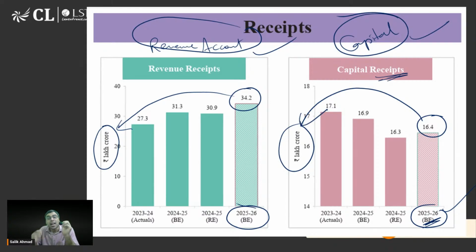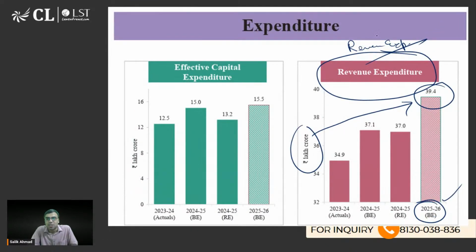ठीक है. अच्छा, पैसा आता कैसे जाता? तो एक्सपेंडिचर तो मैंने बता दिया कि रेवेन्यू अकाउंट में अगर एक्सपेंडिचर होगा तो डे टू डे एक्सपेंडिचर होगा, जैसे सैलरीज, पेंशन एटसेट्रा.